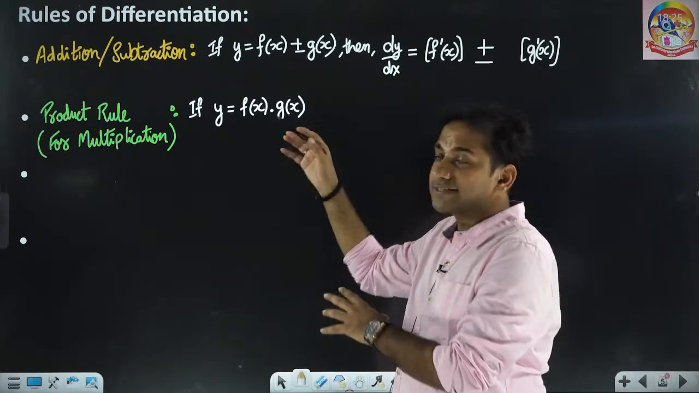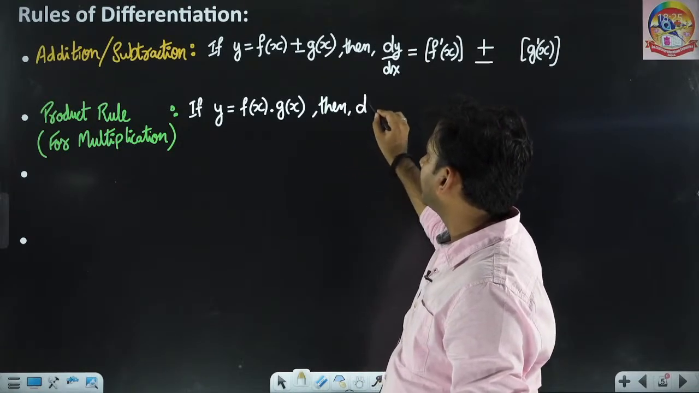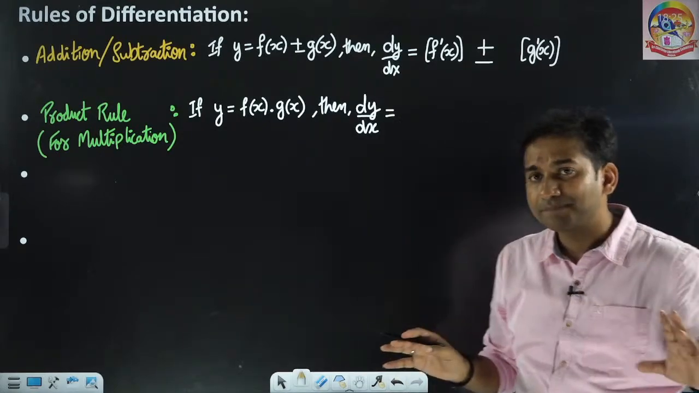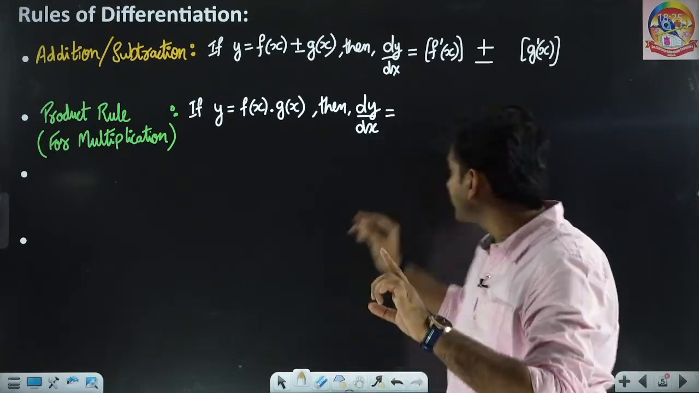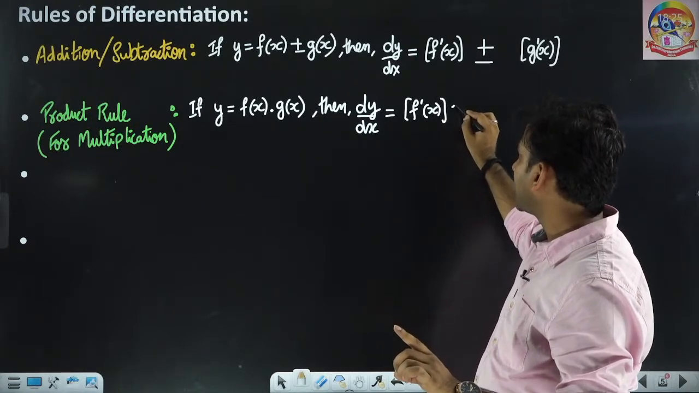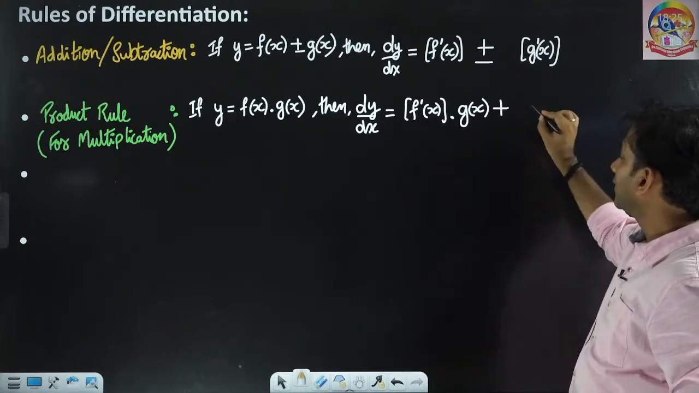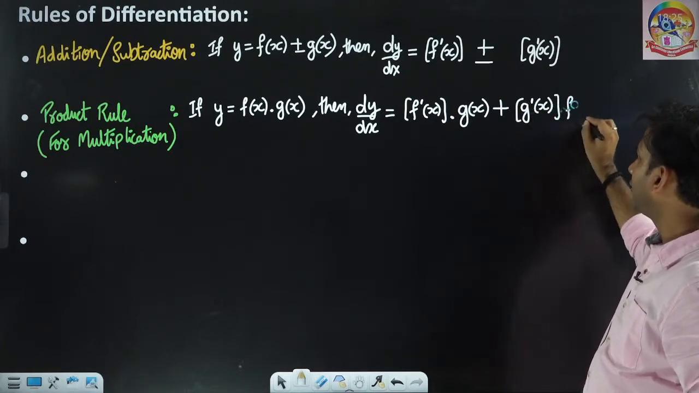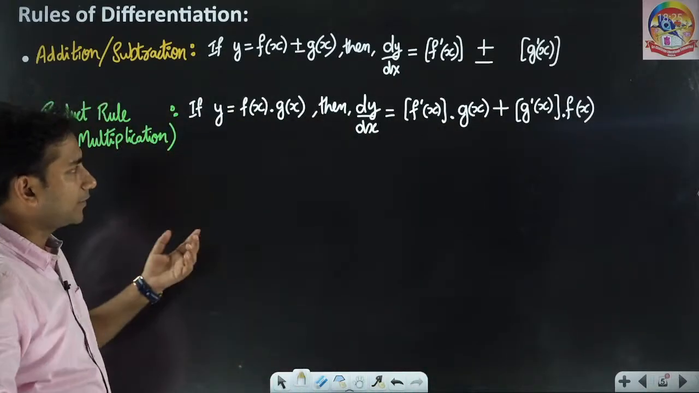If y is given as a product of two functions, f(x) dot g(x), then if you want to get the combined derivative, dy by dx will be equal to, listen to the process carefully, you have to differentiate one at a time. That means differentiation of the first one, f dash x, second one as it is, g(x) as it is, no change in that, plus differentiation of the second term, g dash x, and no change in the first term. Differentiation of the second term and no change in the first term.